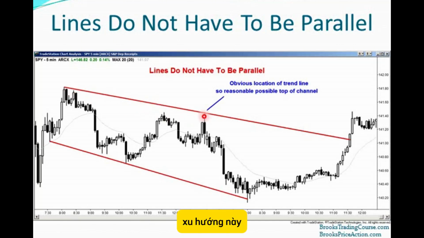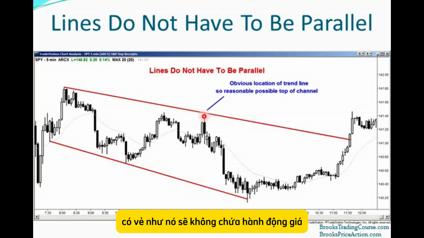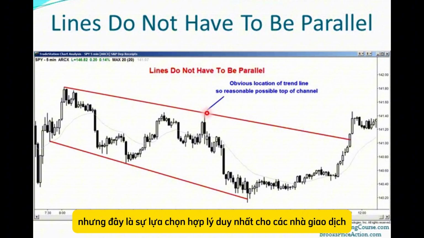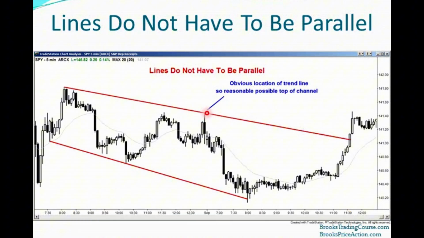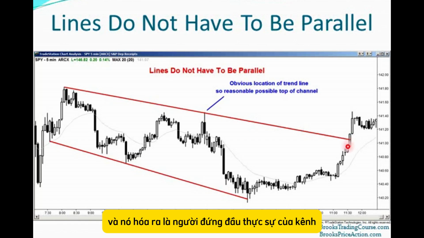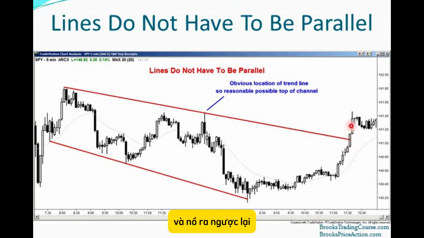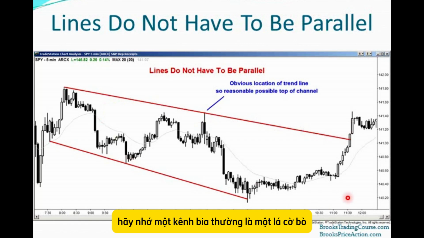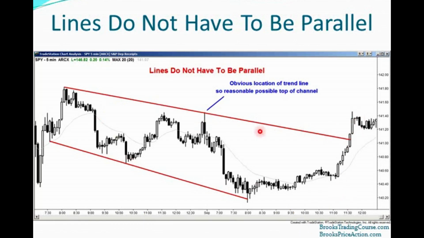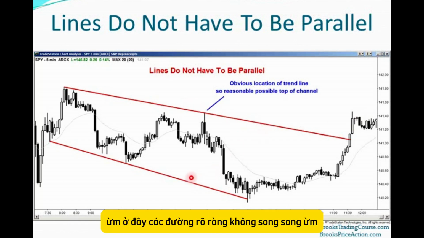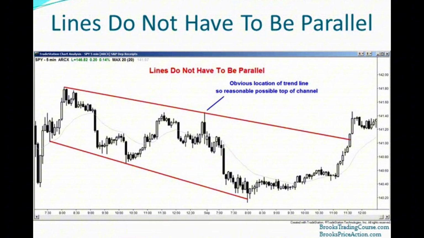This trend line at first didn't look like it would contain the price action. The trend channel line was clear. The trend line, the top of the channel, was not clear, but this was the only logical choice for traders, and it turned out to be the actual top of the channel. The market rallied up to it and broke out to the upside. Remember, a bear channel is usually a bull flag, and it usually has an upside breakout. Here the lines obviously are not parallel. Very often lines are not parallel.